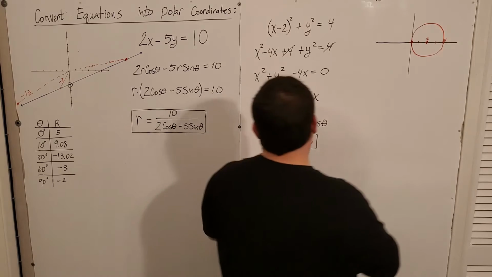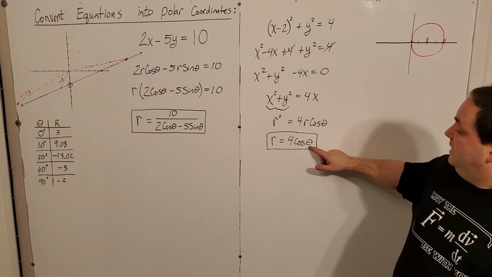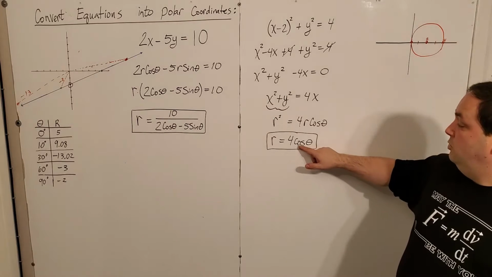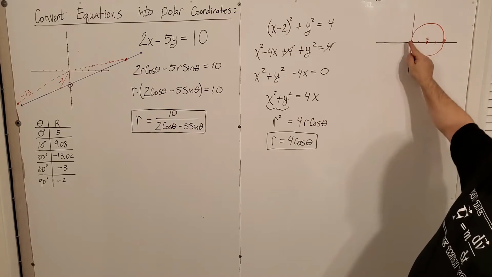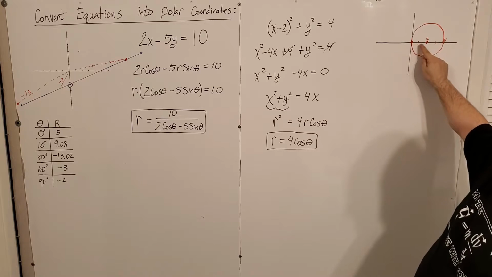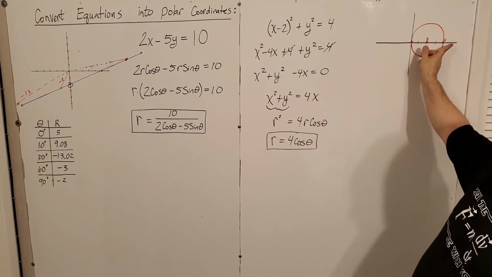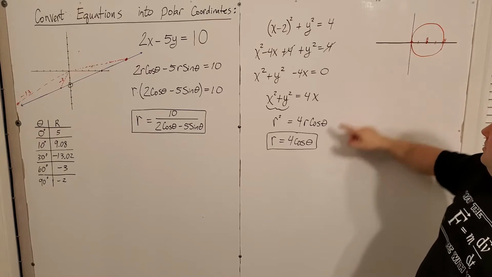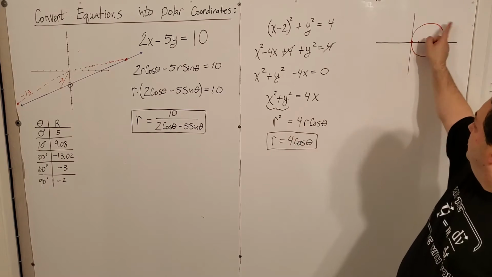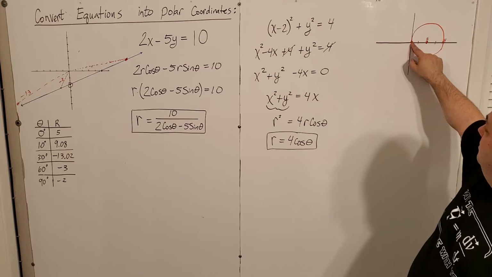Yeah, so look, when theta is 0, cosine of 0 is 1, right? So you'll notice on the axis it goes out 4, right? And then as I rotate, it shrinks. And then at 90 degrees, cosine of 90 is 0. So at 90, it hits this.